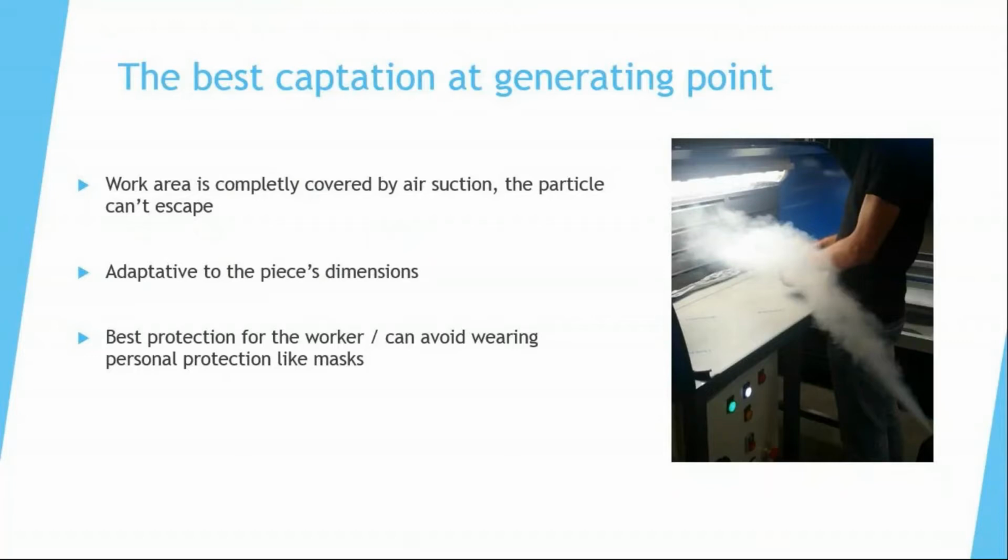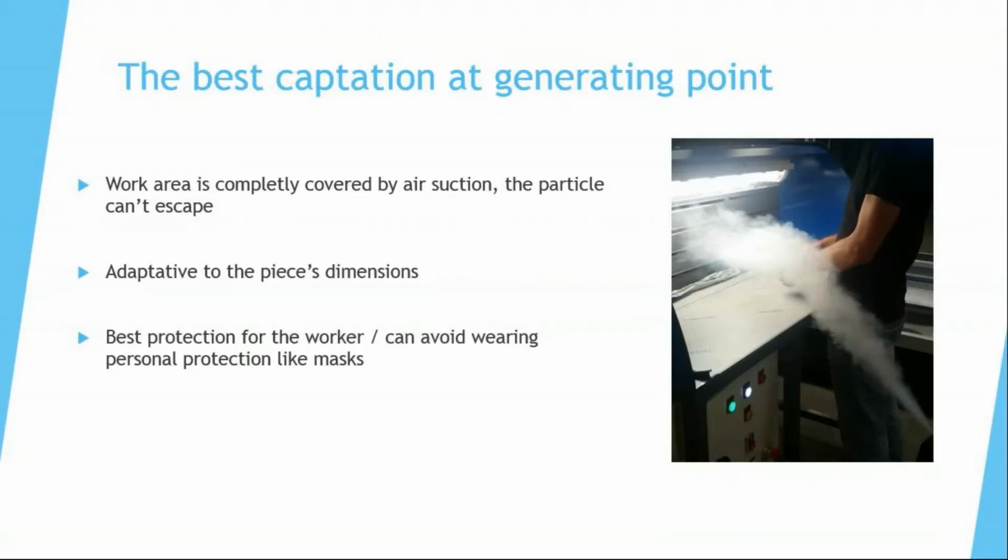So this is maybe the main difference between Downdraft tables and other systems of aspiration and filtration: all of the contaminant is generated on the work area, and all of the contaminant is sucked in by the work table. So it's really adaptable to the piece's dimensions. There is no problem in using a really huge load or smaller ones, because there is always capture of the contaminants by the table.